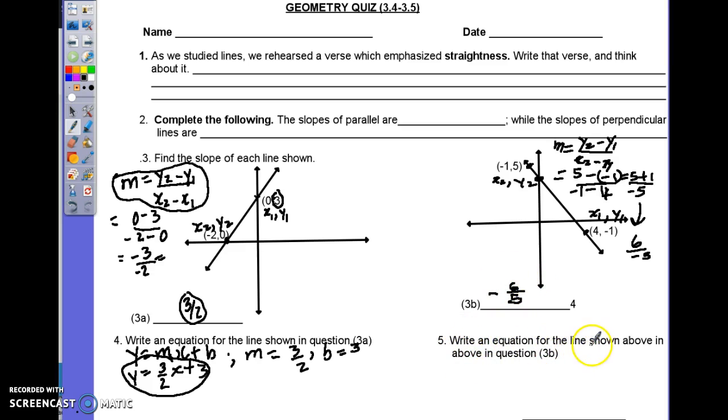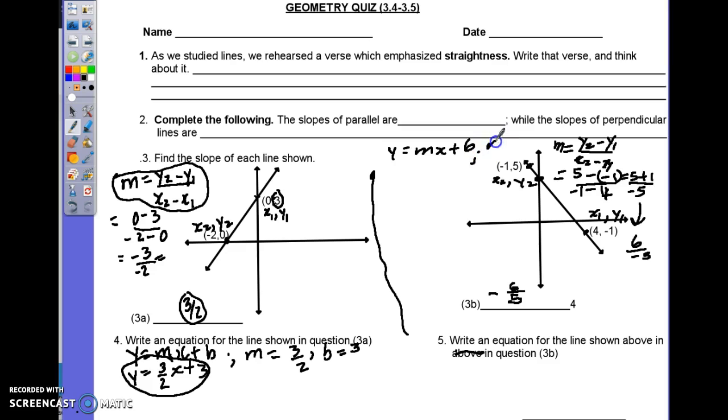It says write an equation for the line shown above. Shown above, it should be in question 3b. So, as I told you before, I'm going to do this one up here, because I know I need the rule. If you know the m, which is the slope, and the y-intercept b, you can write the equation of the line. We know the slope. So here's where we start. y equals mx plus b.